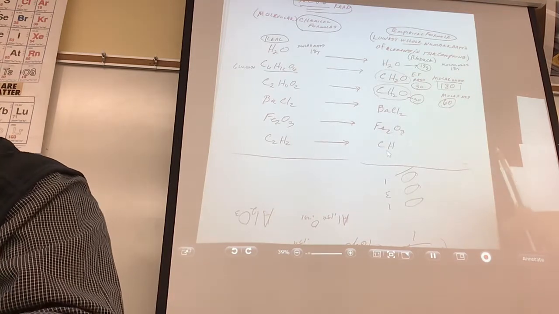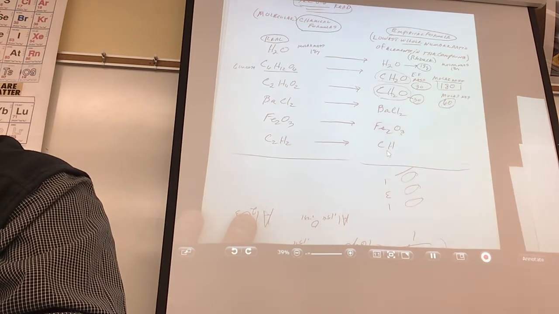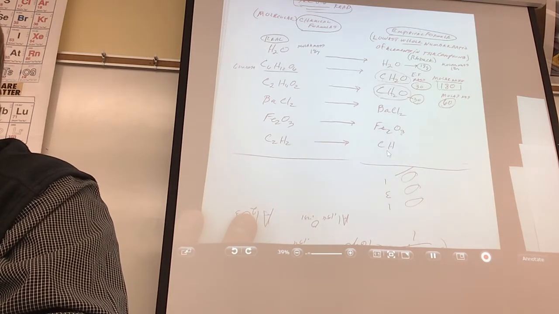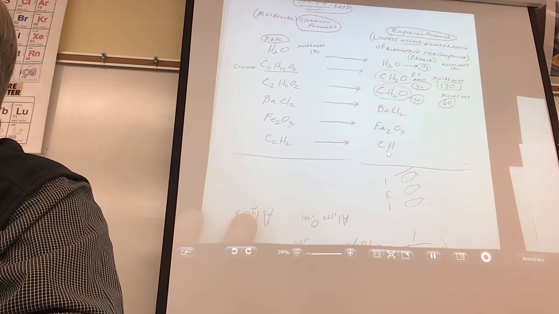All right. Now, except for peroxides, right? Except for peroxides. And you know what the other exception was? What's the other exception? What other ionic compound would not already be an empirical formula?